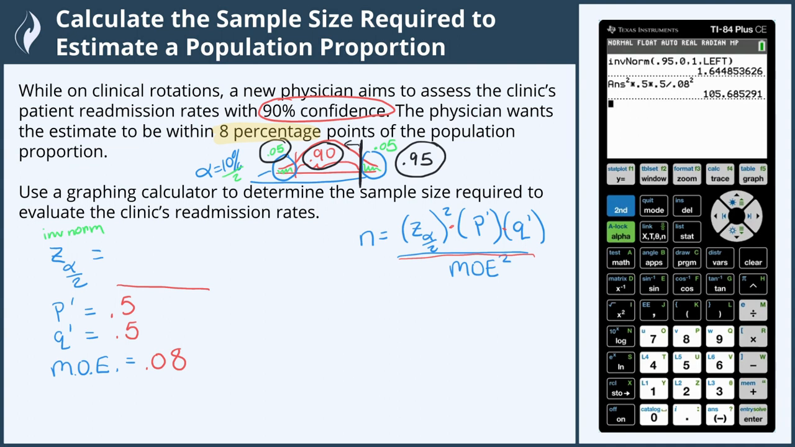105.685. Now we're dealing with people here, so we are going to round from 105 to the nearest whole number, rounding up to 106 people. Even if the decimal had been 0.1 or 0.2, we still round up to the nearest person. So our sample size should be 106 people, and now we're all done.